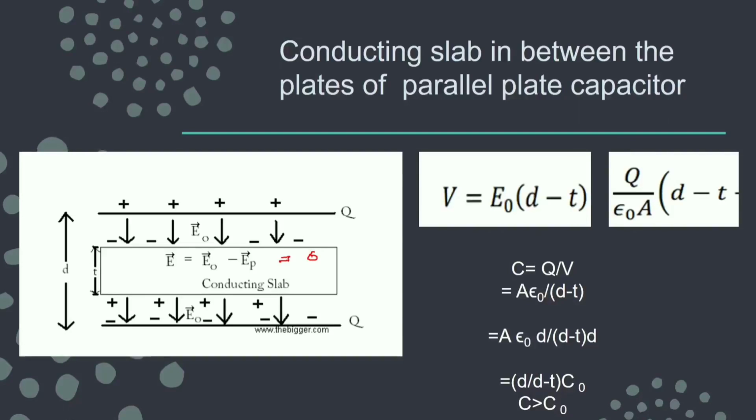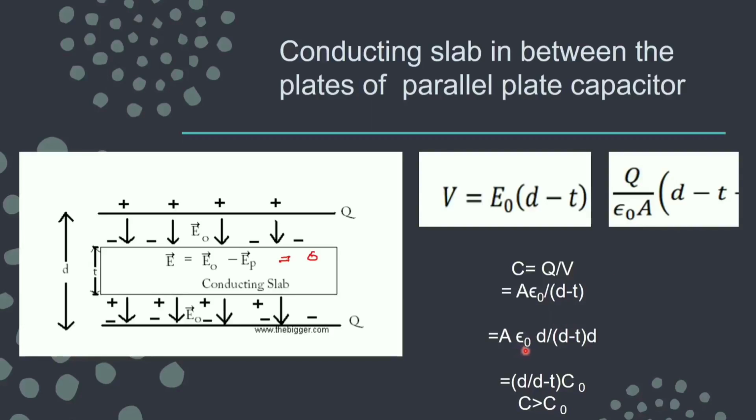So this field is going to be 0 inside the conducting slab, so electric field will be there only outside the slab. It means for the thickness D minus T. So now V can be written as E naught into D minus T. From the previous expression you can find the V, but for this thickness the net field will be 0, so only this factor is left. Again you can put the value of E naught, which comes out to be Q upon epsilon naught A, into D minus T, but you know that C is equal to Q upon V, so you are getting it equal to A epsilon naught divided by D minus T, because this Q will get cancelled.